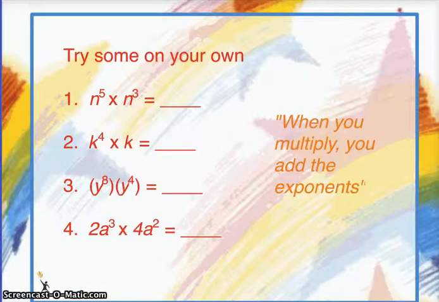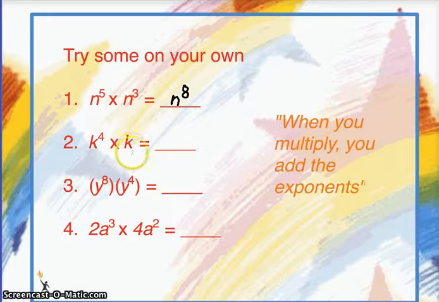Okay. So hopefully you have all your answers. So let's go over the first one. This is just like that last example. We have n to the fifth times n to the third. So we keep the same base and we add the exponents. 5 plus 3 is 8. So therefore we have n to the 8th power.